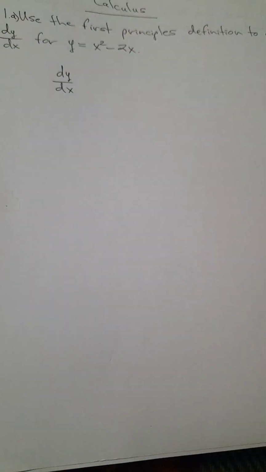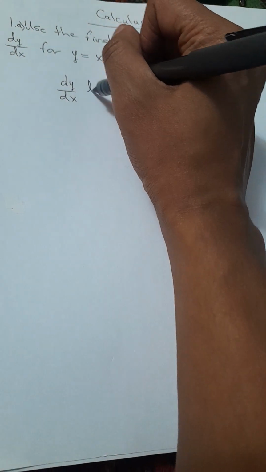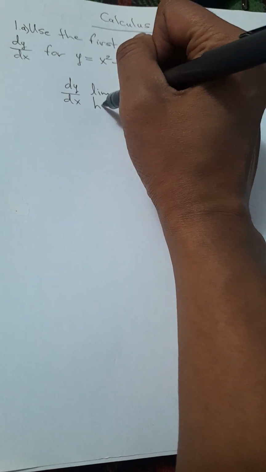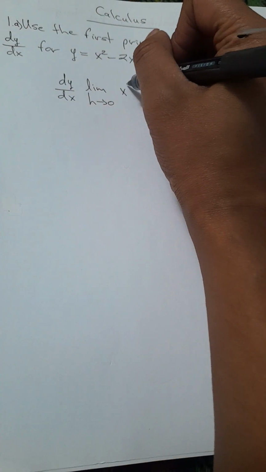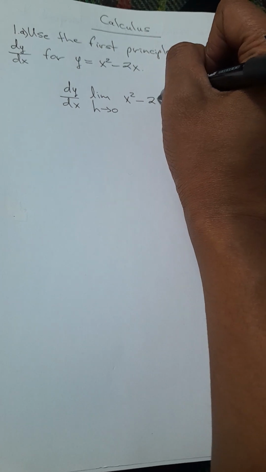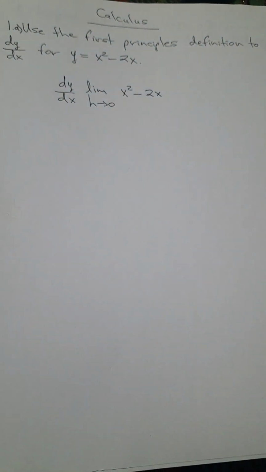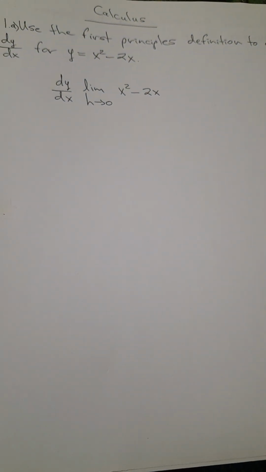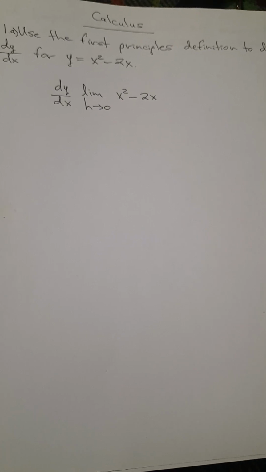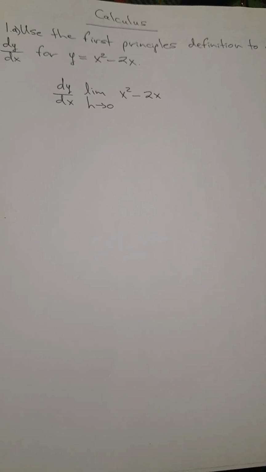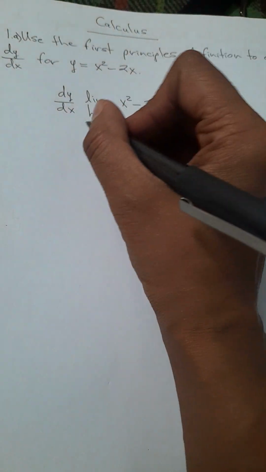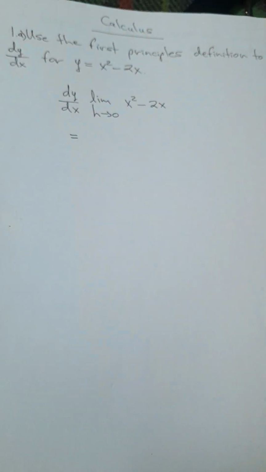is perhaps dy over dx. Okay, and I'm going to take the limit as h approaches 0 of x squared minus 2x. Okay, however, we remember we are going to actually substitute the x plus h, and then square it. So I think we'll do that in this next step here.